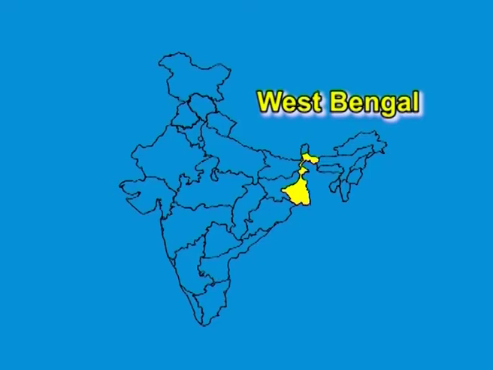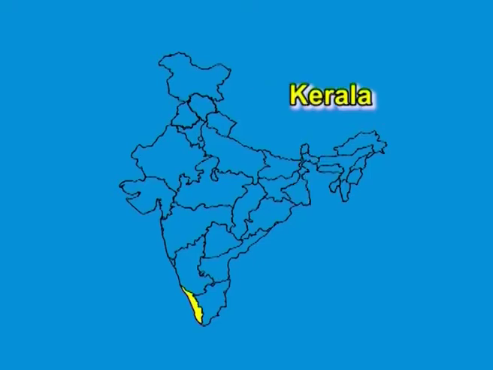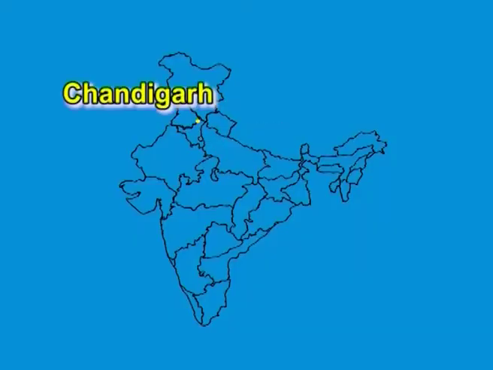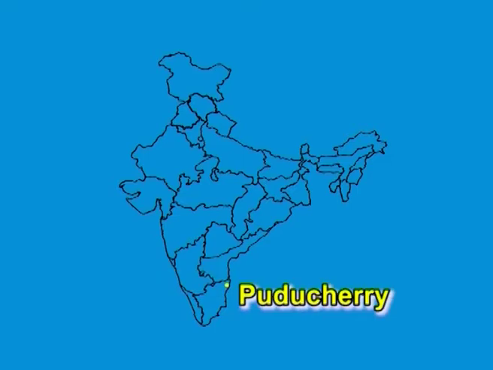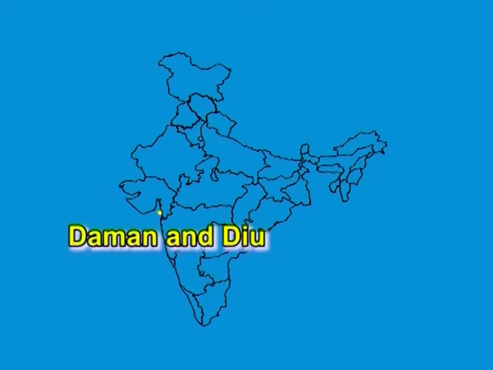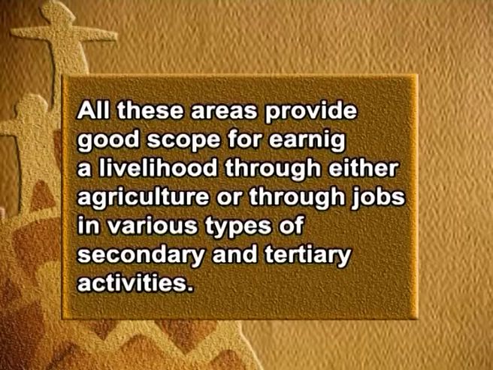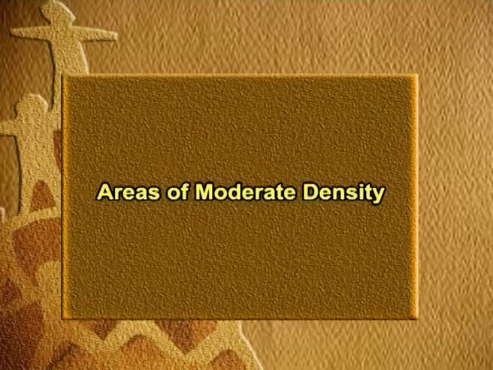The areas of high density include the states of West Bengal, Kerala, Bihar, Punjab, Tamil Nadu, Uttar Pradesh and Haryana, and union territories of Delhi, Chandigarh, Lakshadweep, Puducherry and Daman and Diu. All these areas provide good scope for earning a livelihood through either agriculture or through jobs in various types of secondary and tertiary activities. Areas of moderate density.